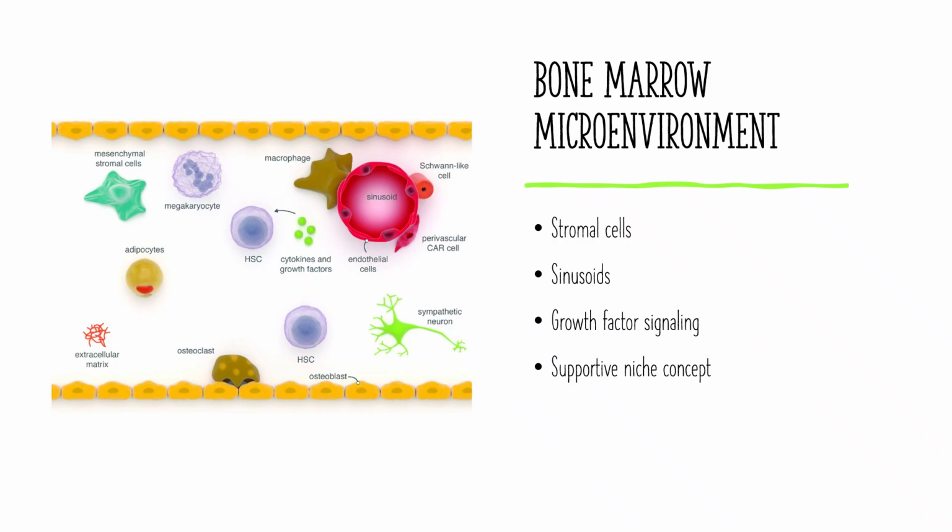Now we move into one of the most important and honestly coolest concepts in hematopoiesis, the bone marrow microenvironment. Stem cells do not develop in isolation. They live inside what we call a supportive niche, a specialized environment that regulates when cells divide, mature, or remain dormant. This microenvironment includes stromal cells, endothelial cells, macrophages, adipocytes, extracellular matrix components, and vascular structures called sinusoids. Think of sinusoids as controlled exit ramps. Mature cells enter circulation through them once they're ready.